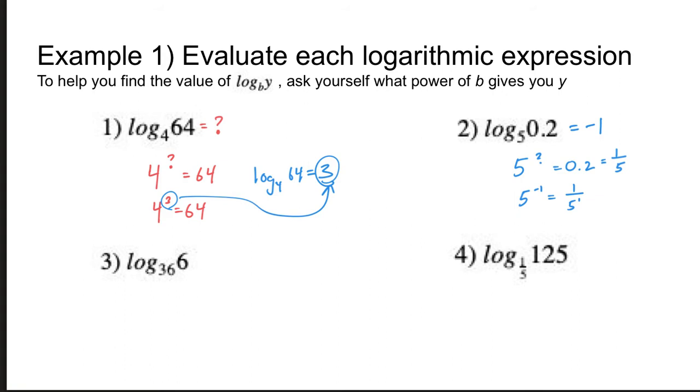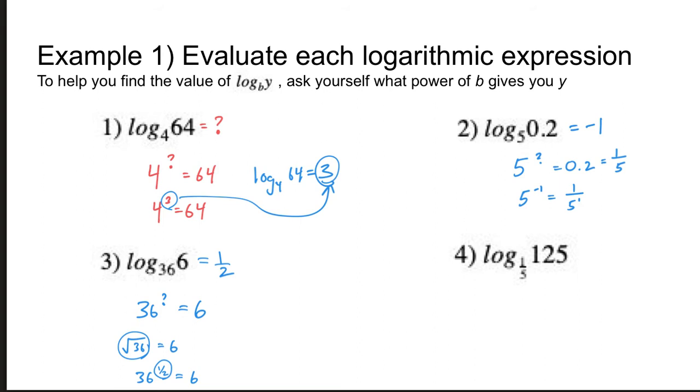Let's look at number 3. Log base 36 of 6. Well, that's weird. 36 to what power gives me 6? I'm not used to making things smaller. But here's what I do know. I know that the square root of 36 is equal to 6. So what is a different way to write this radical as an exponent? Well, we learned that a couple sections ago. If we raise 36 to the 1/2 power, that's the same as taking the square root. So 36 to the 1/2 power is 6. So my answer, 1/2.